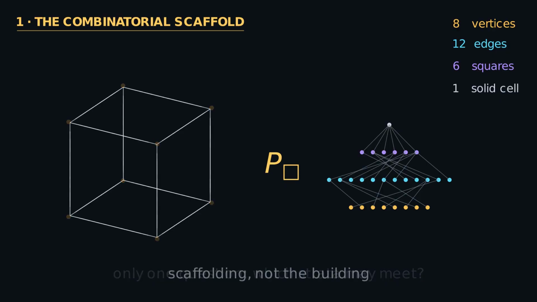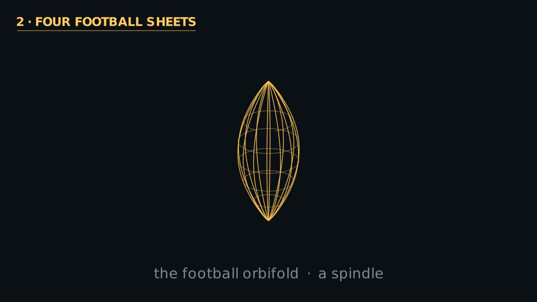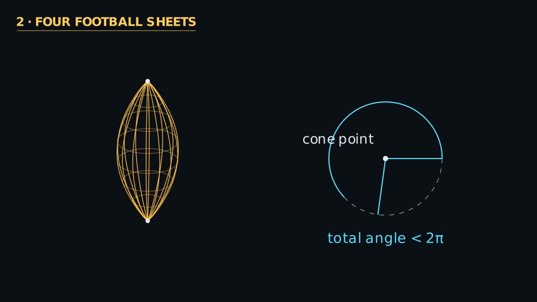Think of it as scaffolding on a construction site. The scaffolding fixes where things attach, but it is not the building. The building itself will be an orbifold foam, assembled over this skeleton. The basic tile of the foam is a football orbifold, sometimes called a spindle. Topologically, it is just a sphere, but at its north and south poles the geometry is singular. The surface is pinched into cone points, where the total angle around the point is less than a full turn.